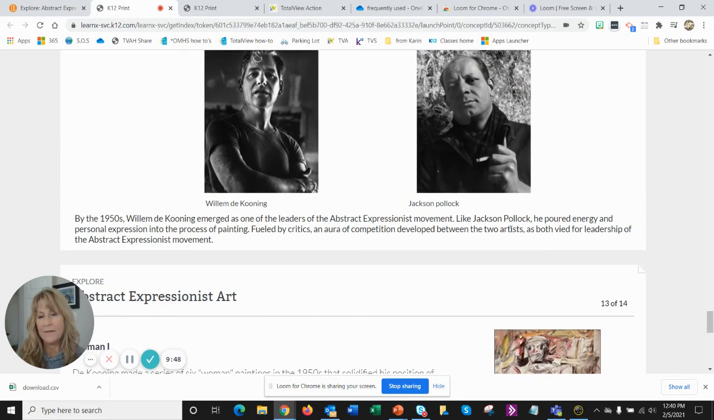By the 1950s, Willem de Kooning emerged as one of the leaders of the Abstract Expressionist movement. Like Jackson Pollock, he poured energy and personal expression into the process of painting. Fueled by critics, so that means that when people criticized them, they just wanted to work harder to prove their art form. An aura of competition developed between the two artists, and both vied for leadership of the Abstract Expressionist movement. So that means they both wanted to be the leader of that movement.